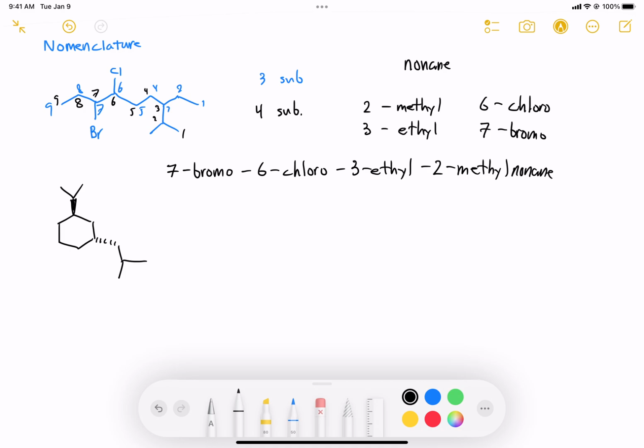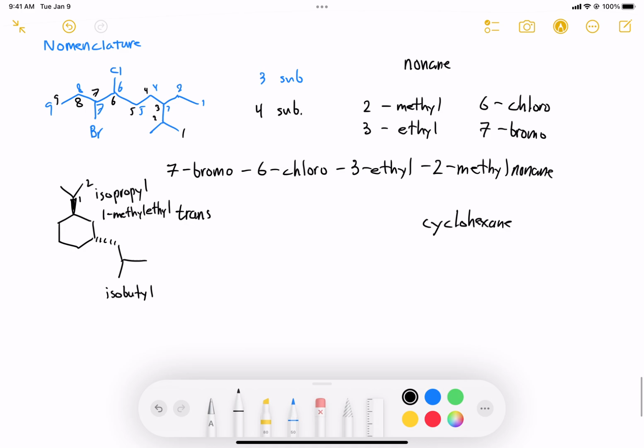The bonds have one dashed, one hash bond. So this is going to be a trans isomer. So now, okay, how do we number this carbon? So we know it's a cyclohexane. So what gets the substituent here? What gets the first position? Well, we have an isopropyl, or we can also call this 1-methyl ethyl. So we call it 1-methyl ethyl. This is isobutyl. But we can also call this 2-methyl propyl.